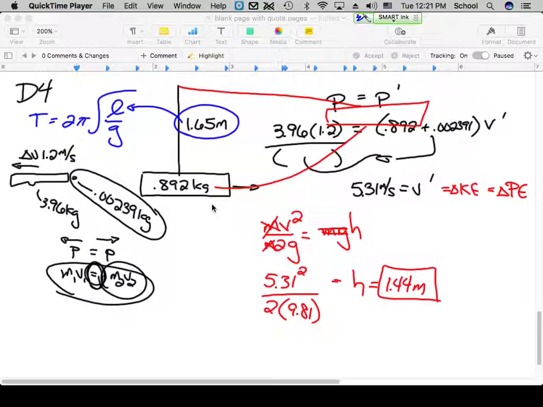2 pi, and that's going to give me 2.58 seconds. And all of those answers match the answer sheet.